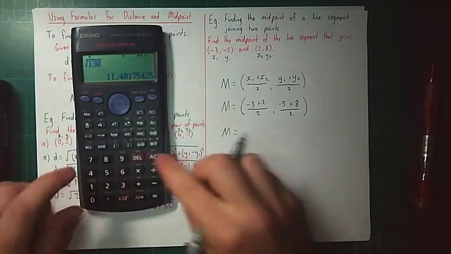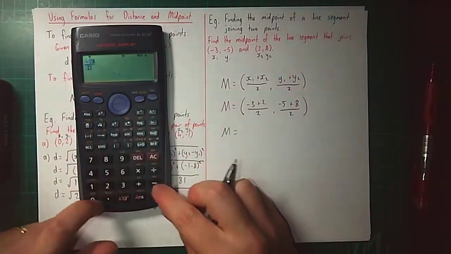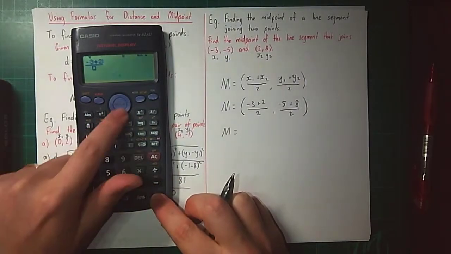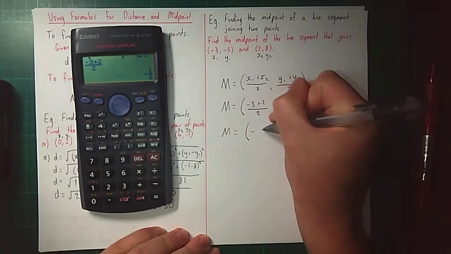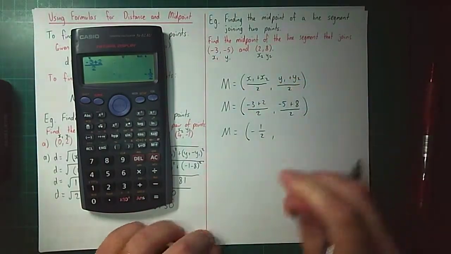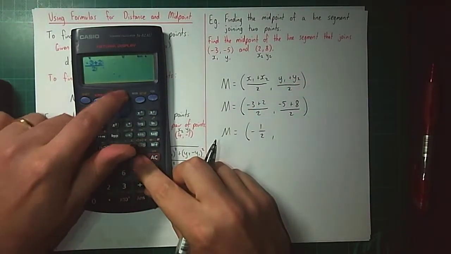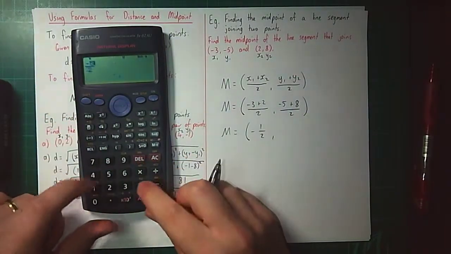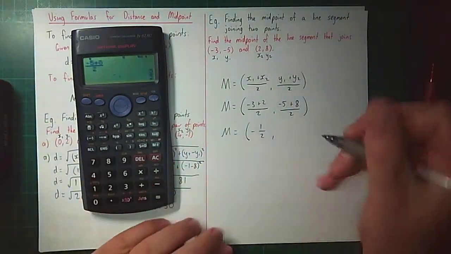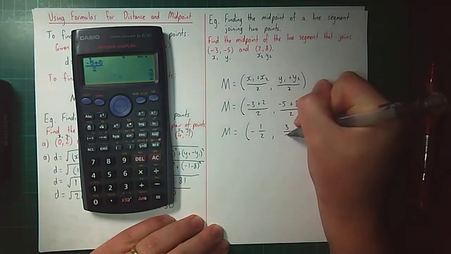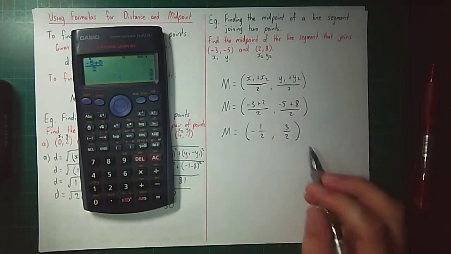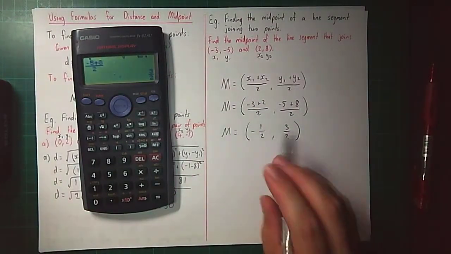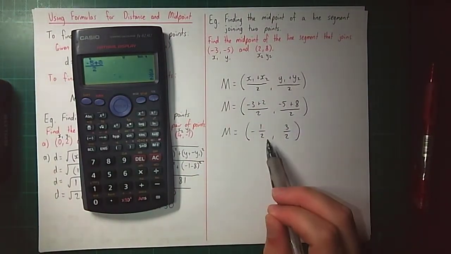So if you want to, you can type this straight into the calculator. We're going to do -3 plus 2 all over 2, which gives us -0.5. So that's going to be -0.5. And we'll do it again for the other value. We're going to have -5 plus 8 all over 2, which is 3 over 2. Now, of course, we know that we can write these as decimals as long as you have the points. However, I like to write it in its exact form, which in this case is as fractions.